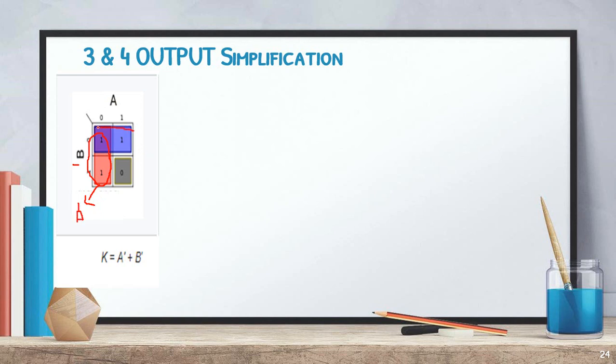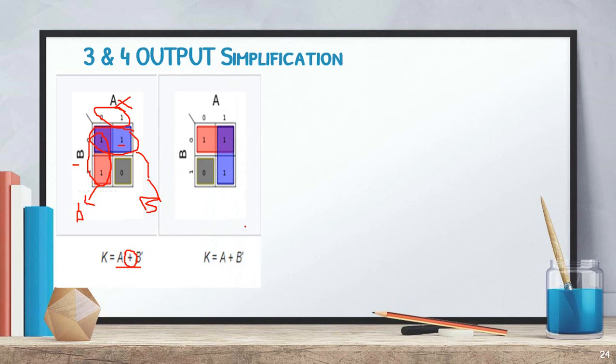Next, if you take another group, we already said that overlapping is possible if any one is unique and does not belong to any other group. This one does not belong to any group, so we are doing overlapping also. In this case, 0 and 1, so the A portion is cancelled and we get B bar. So the final answer is A bar plus B bar. If 2 groups are there, we have to use the plus symbol because it is sum of product.